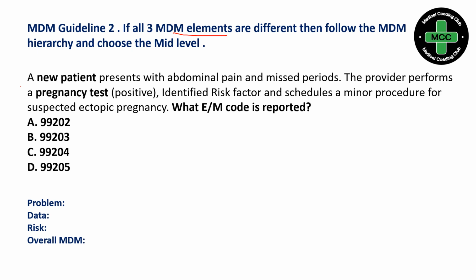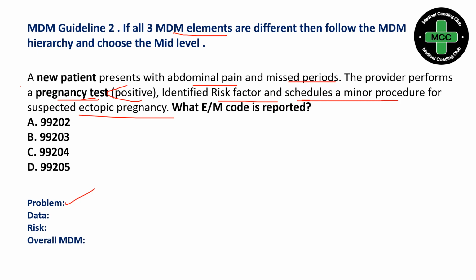If you see this question, a new patient presents with abdominal pain and missed periods. The provider performs a pregnancy test which is positive, identified risk factor and schedules a minor procedure for suspected ectopic pregnancy. Okay, so the patient is new, you can see the options. What is the problem that the patient is having? Problem is abdominal pain and missed period. And what is the provider performing? He performed the pregnancy test. One unique test, and identified risk factor and schedules a minor procedure.